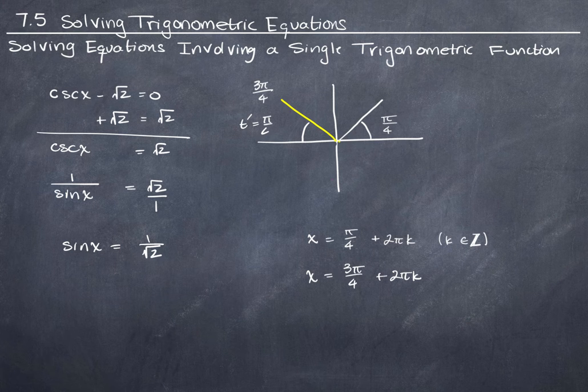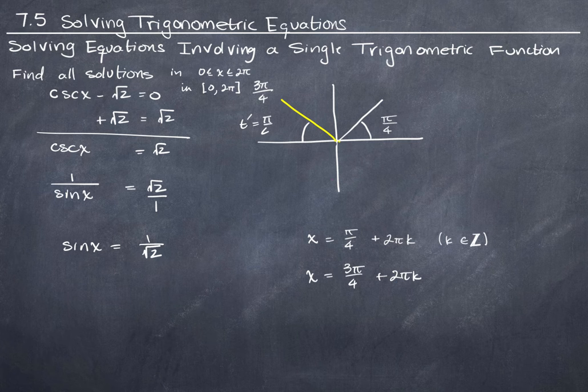Now, sometimes you're asked for all solutions, and that's what we've been doing so far. The instructions here might say something like, find all solutions of the equation cosecant x minus the square root of 2 equals 0. But equally, it might say, find all solutions in 0 is less than or equal to x is less than or equal to 2 pi, or in the interval 0 to 2 pi. Those two things mean the same thing. These two notations mean the same thing. The first one's in inequality notation, the second's in interval notation.